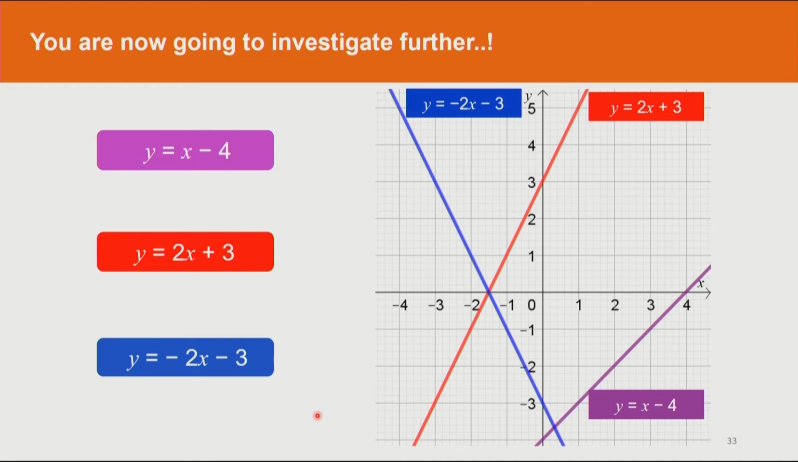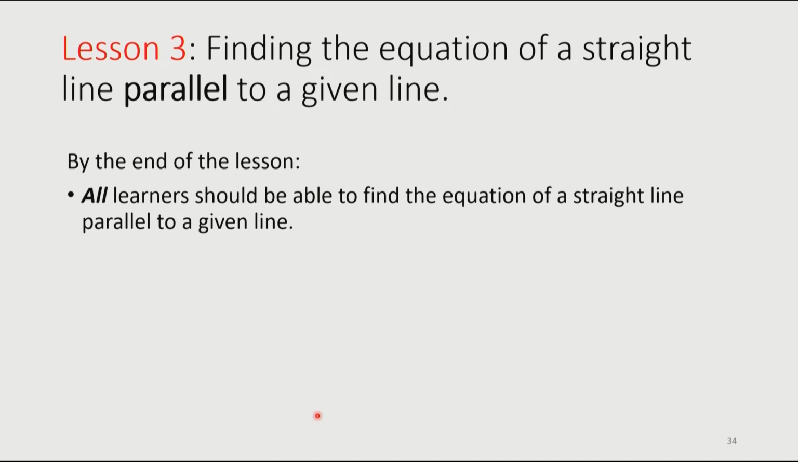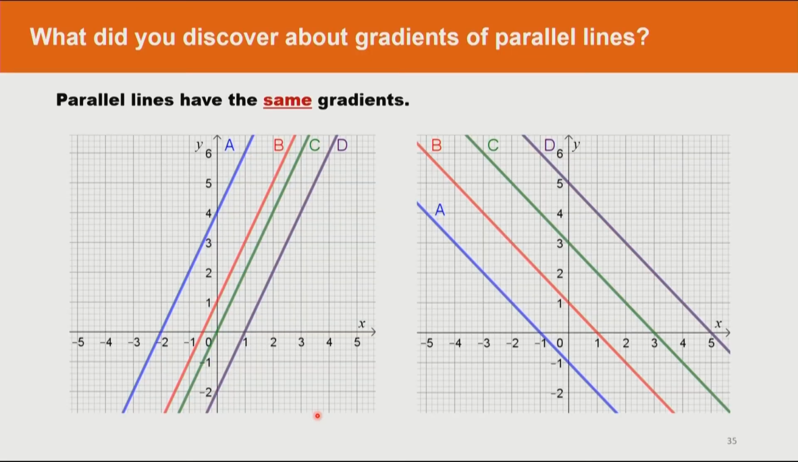We are going to look at the gradients of parallel lines, the relationship between the gradients of parallel lines, and also finding the equation of a straight line parallel to a given line. So the objective here: all the learners should be able to find the equation of a straight line parallel to a given line. What do you know about the gradient of parallel lines? It's very important to note that parallel lines have the same gradient. This is very, very important.